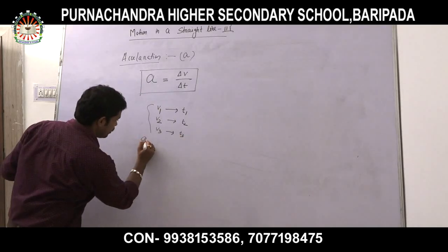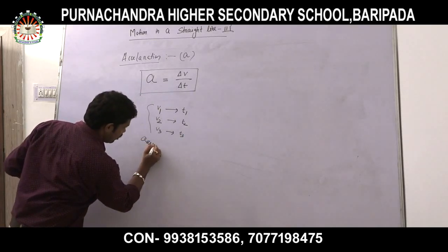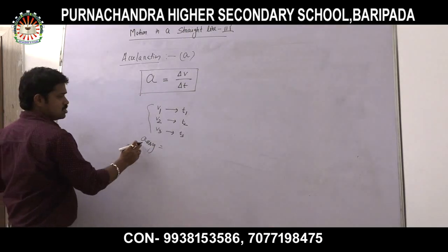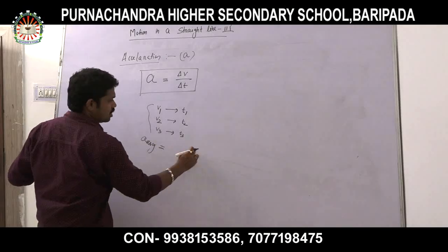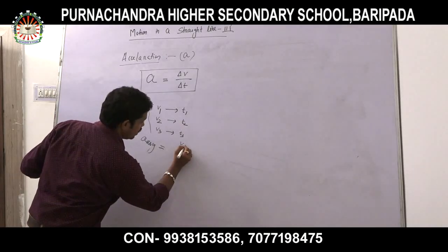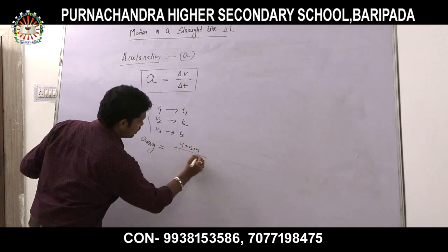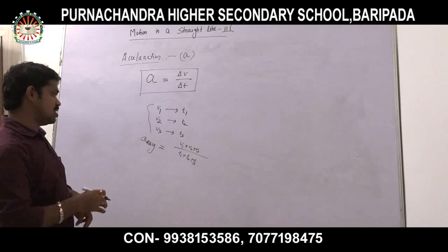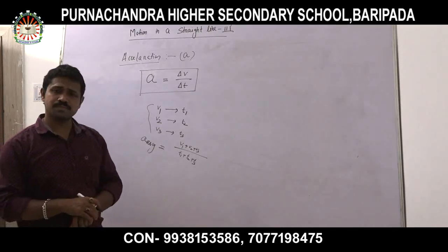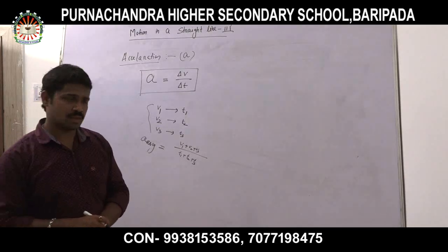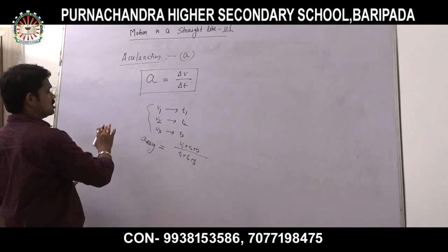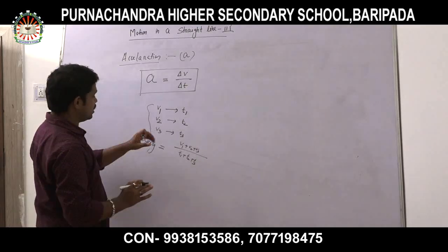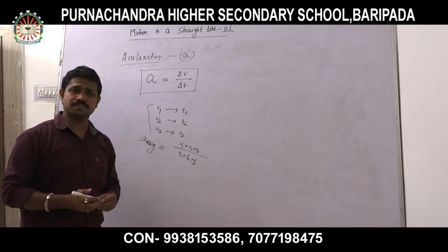Then how to find out the average acceleration? Average acceleration is nothing but the total velocity, v1 plus v2 plus v3, divided by the total time taken, t1 plus t2 plus t3. Total velocity by total time gives me the average. Very simple. Clear? Okay, so this gives me the average acceleration of an object.